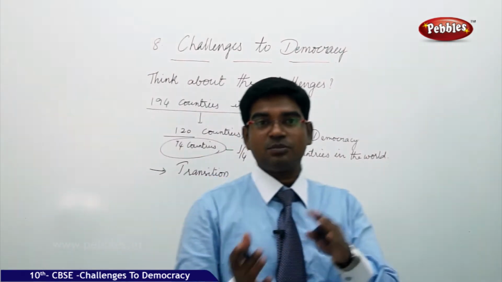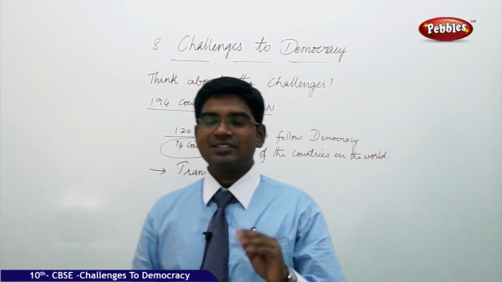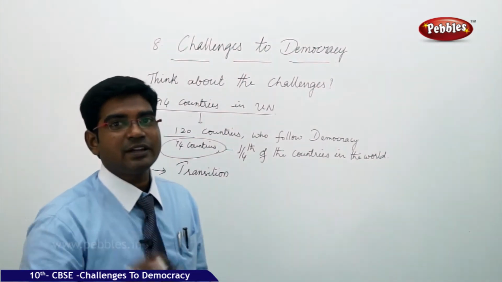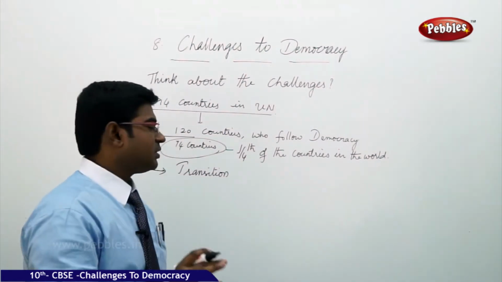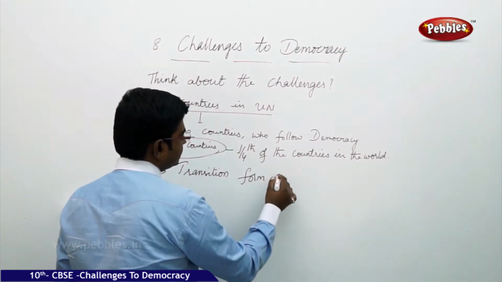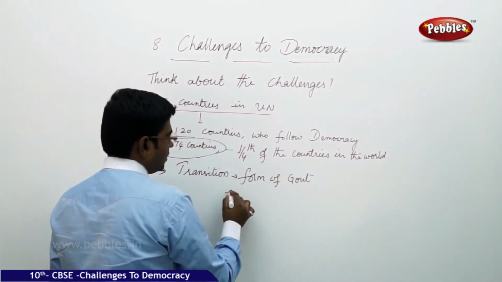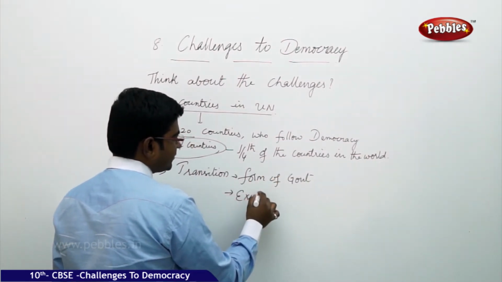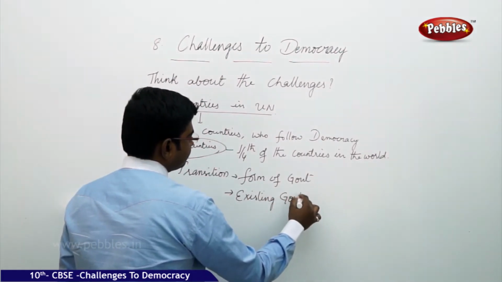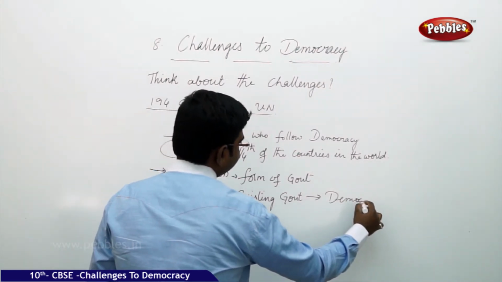Transition means a system of change. From where do you want it to be changed? What is the system that has to be changed? How can they change? What are the major things that need to be changed? The major thing that needs to be changed is the form of government, from the existing government towards democracy.